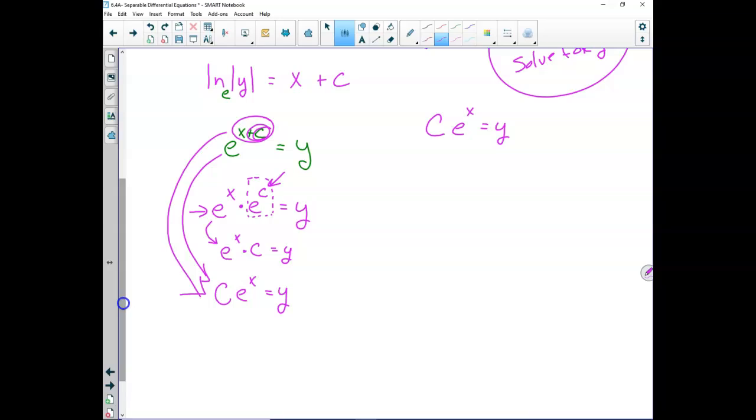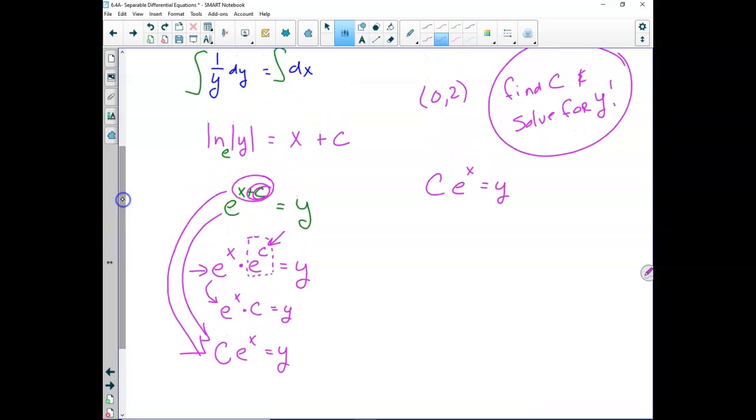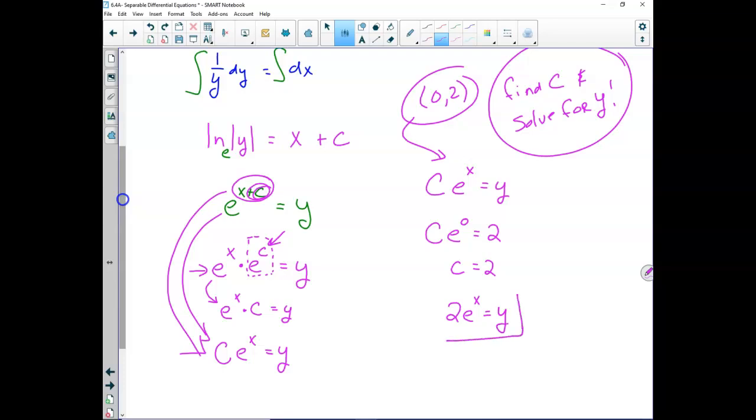I have solved for y, but I now need to find c, don't I? Well, check it out. Here's my initial condition. C, I don't know. e, it's 2.7 something, but I know when x is 0, y is 2. e to the power of 0 would be 1, so c has to equal 2. So my particular solution is going to be 2e to the x equals y. There is my particular solution, my particular exponential function that goes through that point.